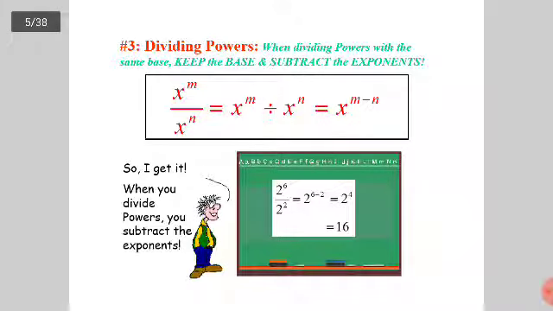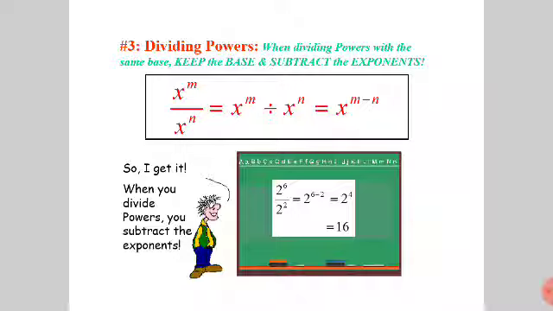Next one, dividing powers. When dividing powers with the same base, keep the base and subtract the exponents. Take the common base and subtract the exponents. Exponents means powers. x power m divided by x power n equals x power m minus n.